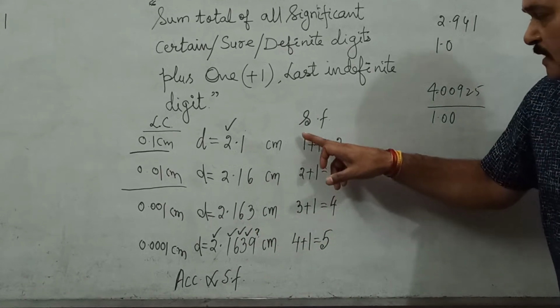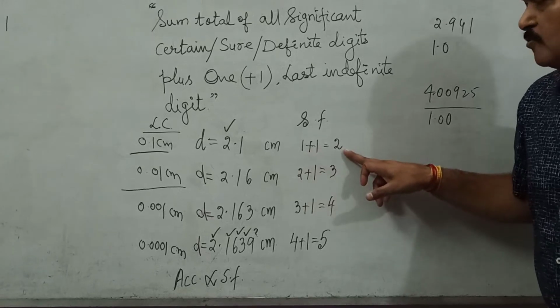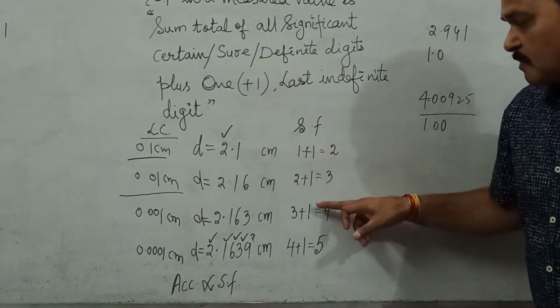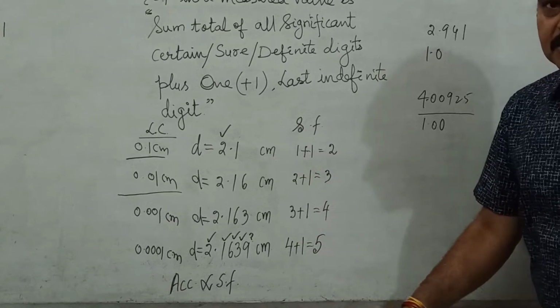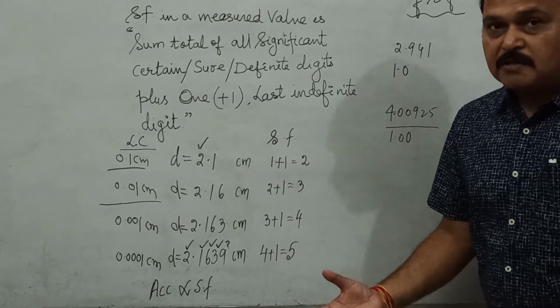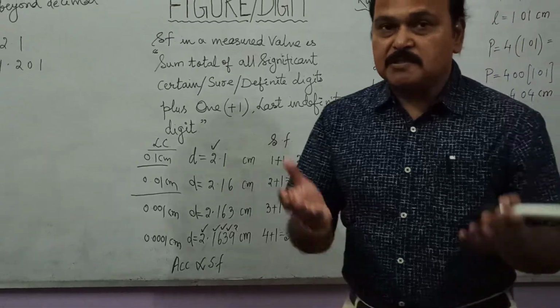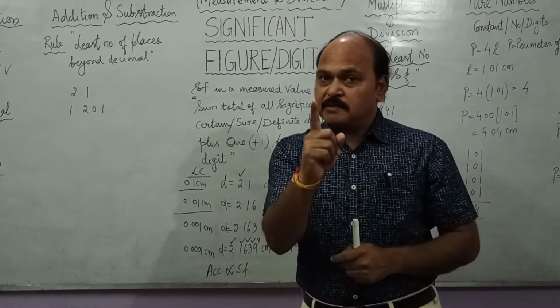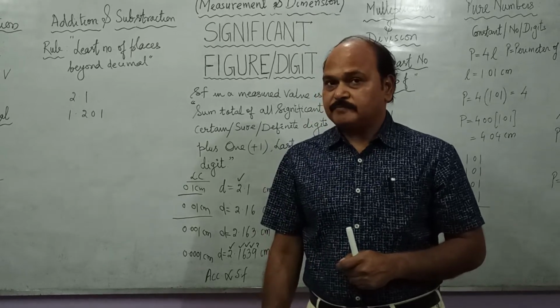So the sum total of certain, 1 plus 1, 2, is significant figures. Sum total of certain plus 1. So this is plus 1, the last one, and the rest all digits are certain. So significant figures or significant digits represent the sum total of all definite digits plus 1, the last, indefinite digit.